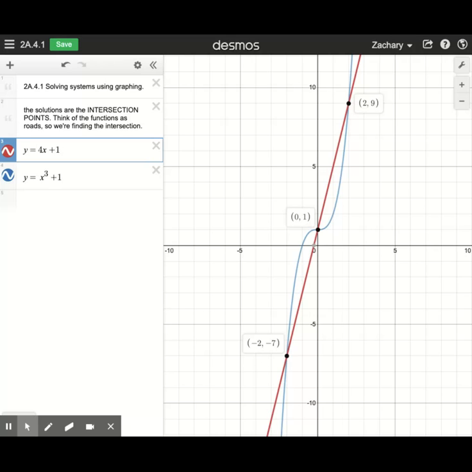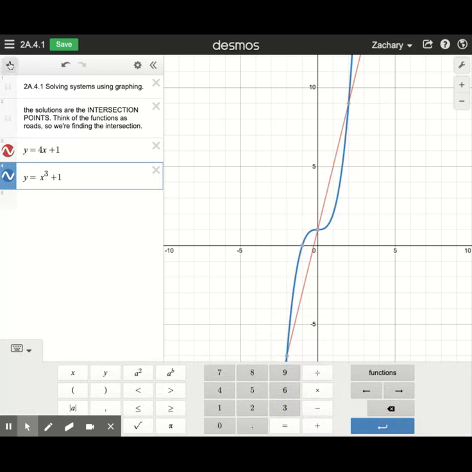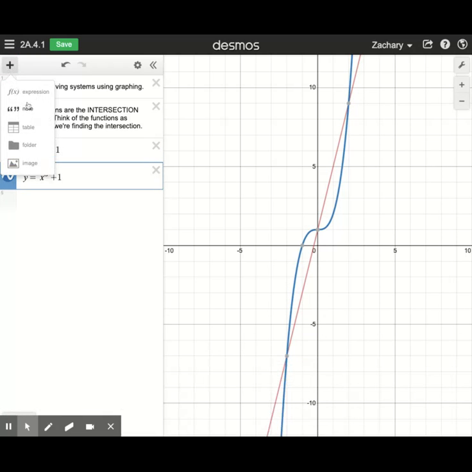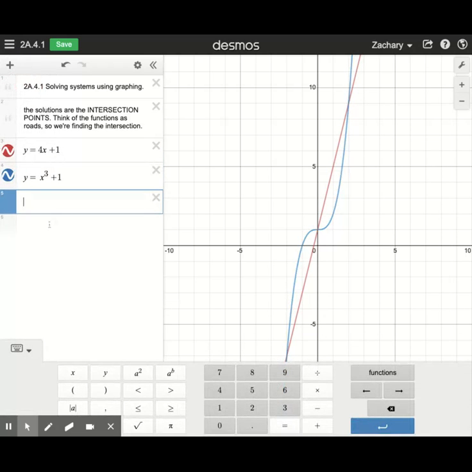Pretty straightforward. Okay. So now I'm going to give you another one here, because you're going to see that it doesn't matter if we have 1, 2, or even 3 functions going on. I'm going to make this one negative x squared plus 1.